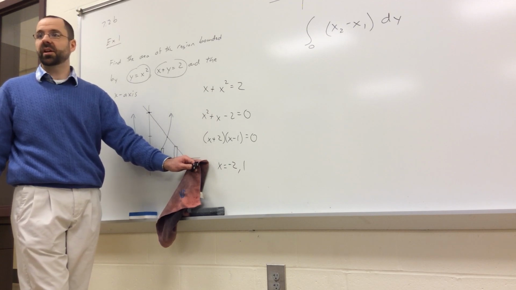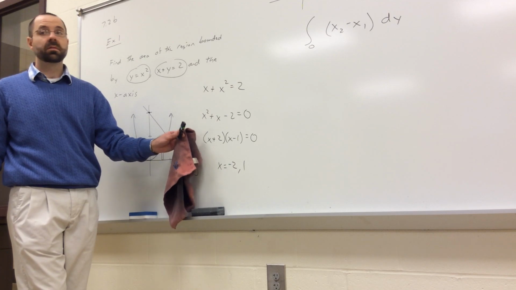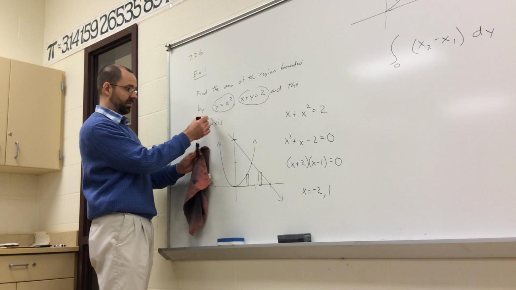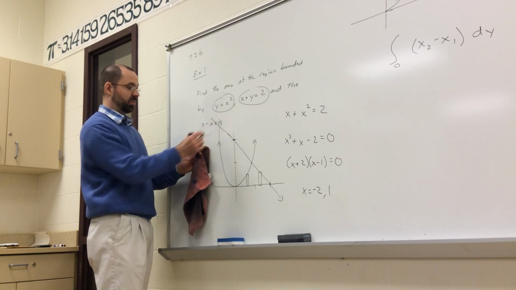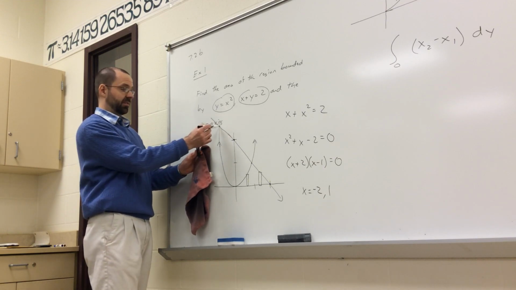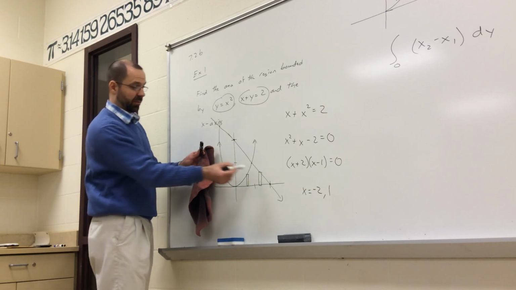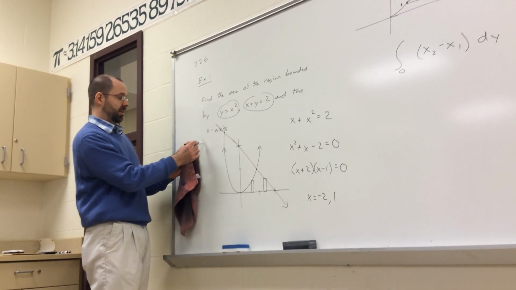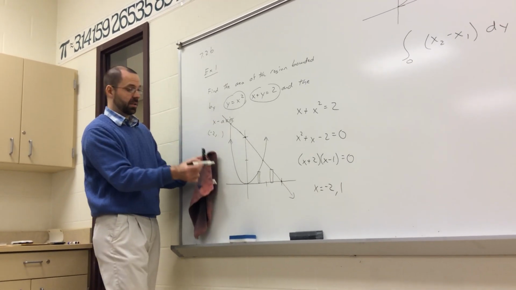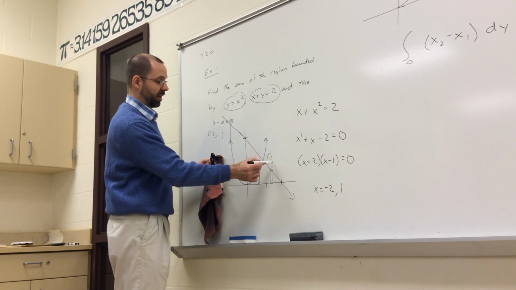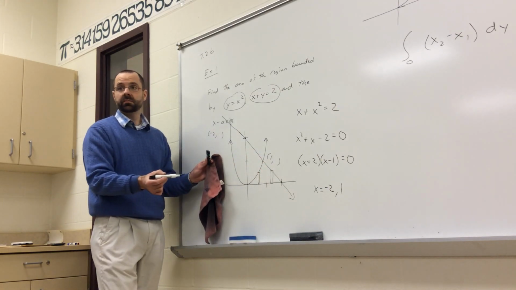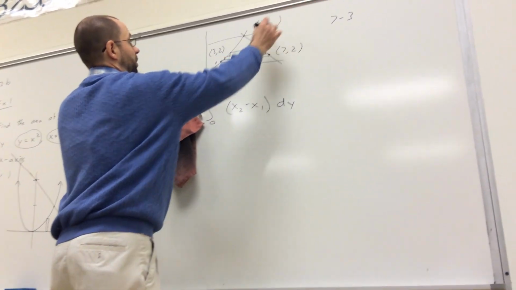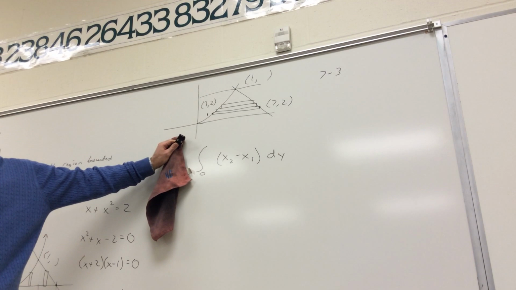Why are there two x values? This line hits this curve in two places. I didn't draw the other one because I didn't care about it. I just cared about this one. Okay, so this point is negative 2 comma something, and this point is 1 comma something. How can I find the something?